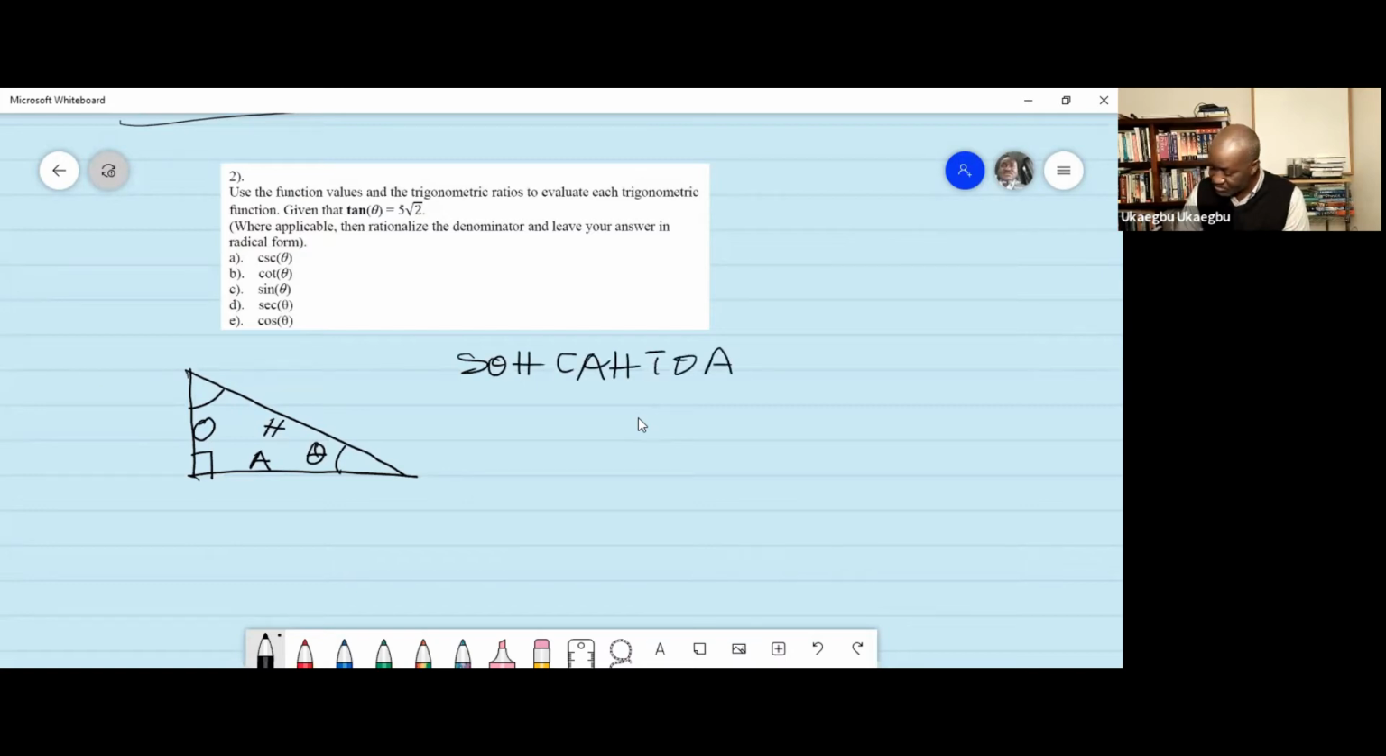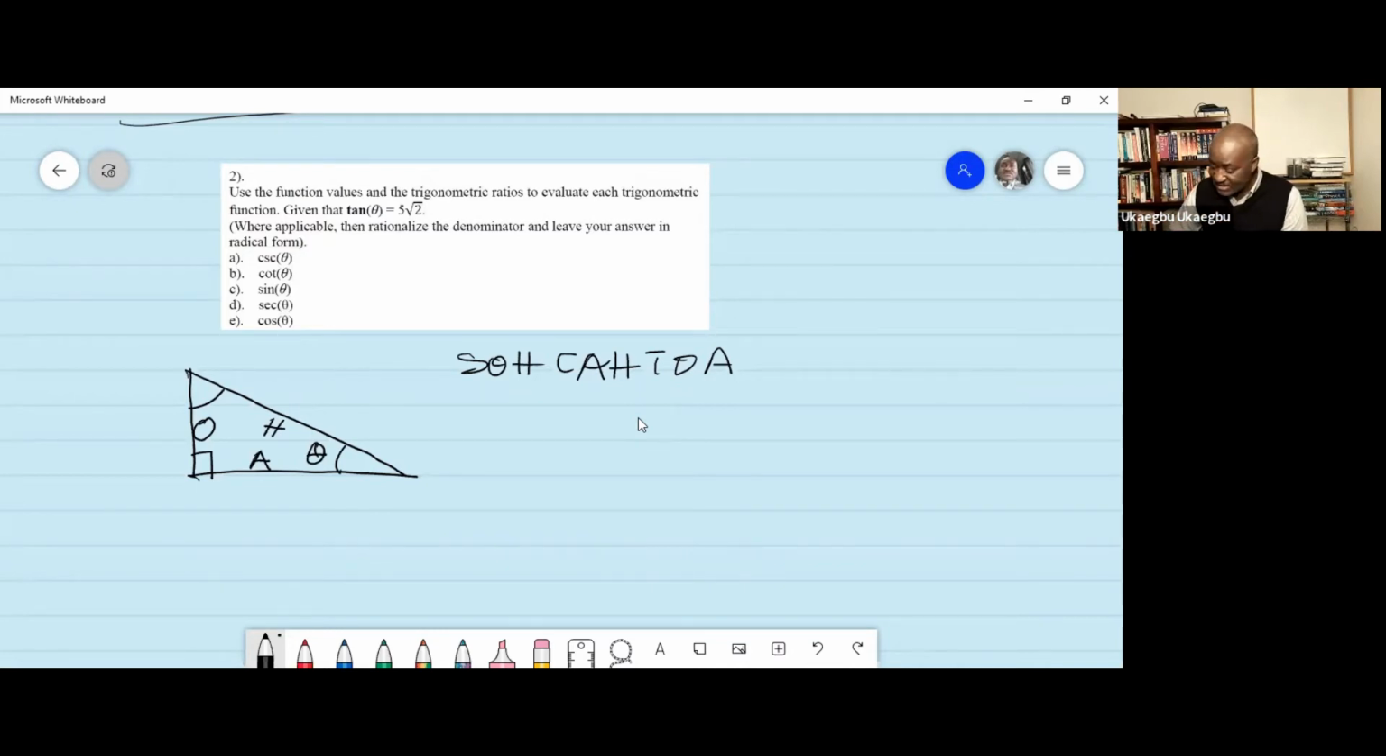SOHCAHTOA. See, even though I know this formula, guess why I keep on writing it? I keep on writing it because once you write it, you will not forget the formula when you need it. Because once you start processing your numbers, it is likely that you are going to forget some things.